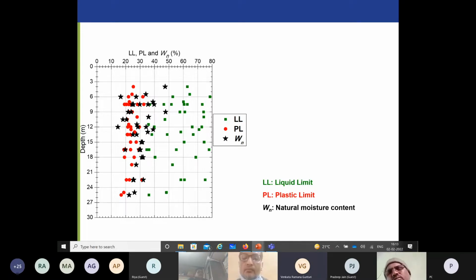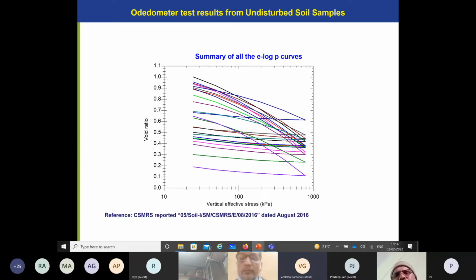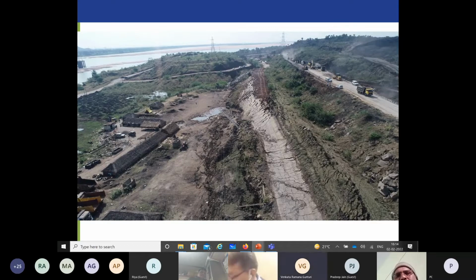Soil is normally consolidated, which implies that when you construct, you are going to have large deformations. And in fact, these are the results of the consolidation curves from CSMRS. You can see this curve is like a textbook curve. And I was talking about the presence of high plastic clay. I'm just showing you a small video.